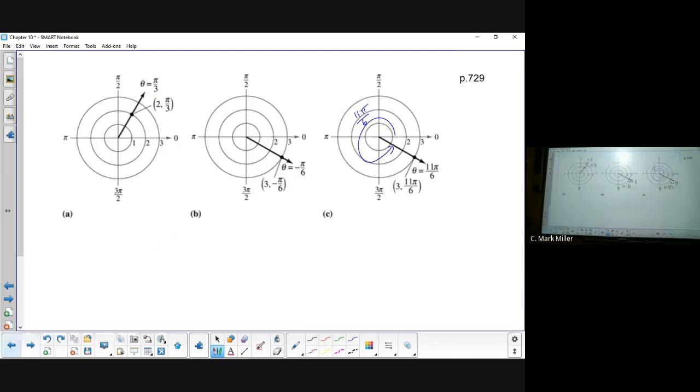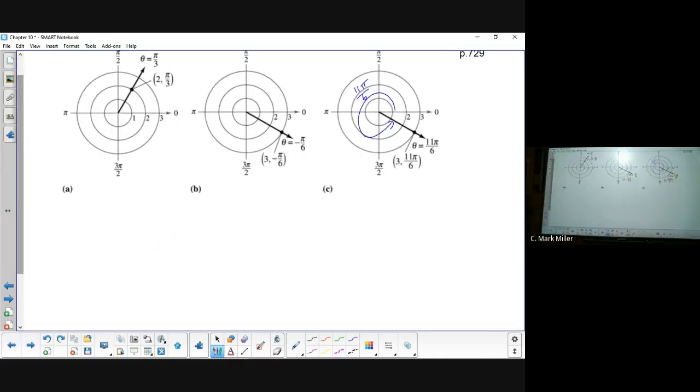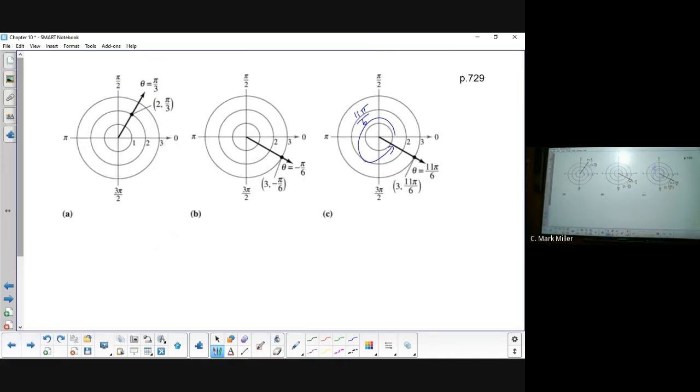One we didn't do here. We should do another. How about this? How about if that is pi over 3? What would this angle be? That angle is 4 pi.